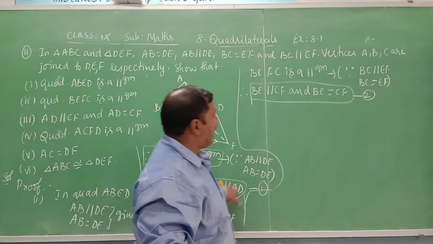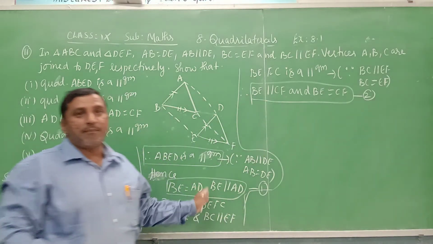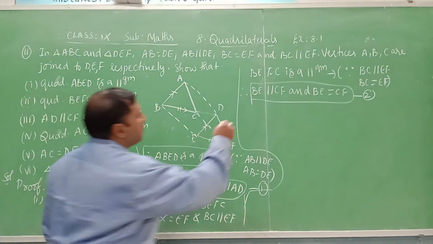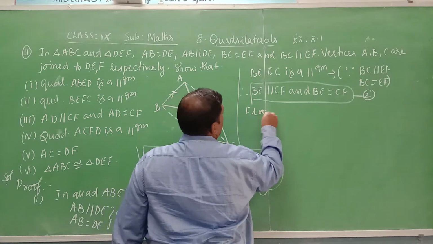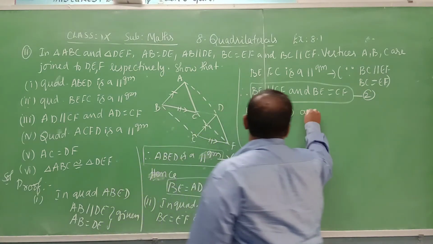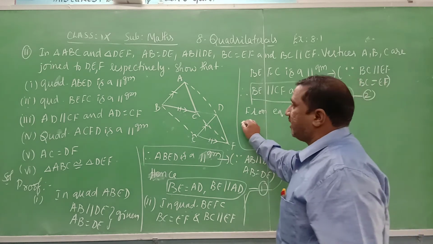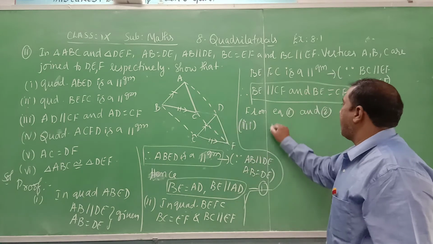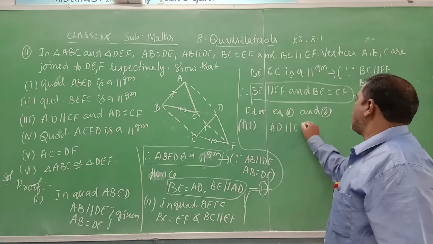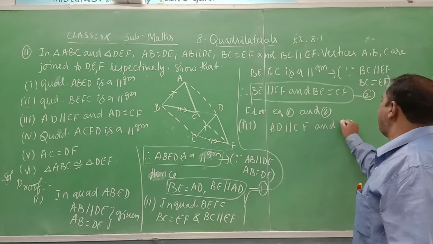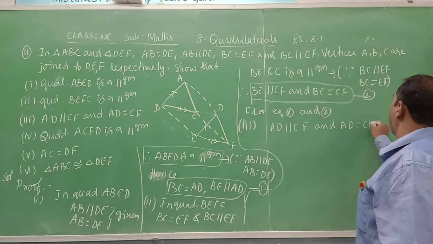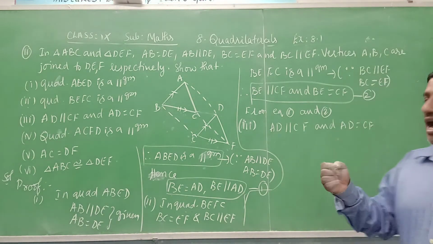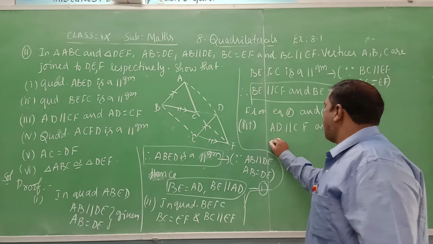BE is parallel to AD and BE is parallel to CF. BE is parallel to both the lines AD and CF. Therefore from equations 1 and 2, what can we write? That is the third result. What do we need to prove? AD is parallel to CF and AD is equal to CF. So that is done. Next, the fourth one.